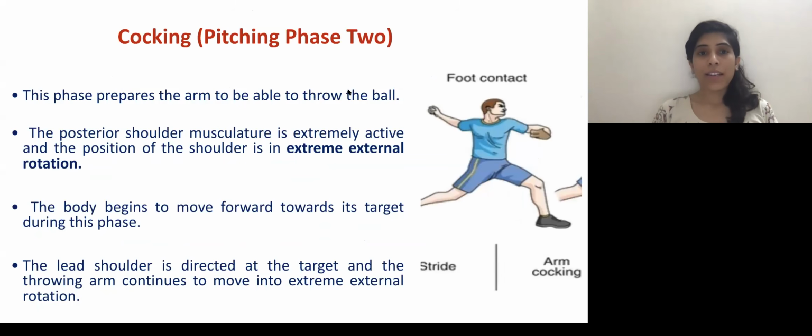Then the second phase, that is the cocking phase. In this phase, the body prepares the arm to throw a ball, and the posterior shoulder musculature, that is the extensor muscles and external rotator muscles, will be activated more. During this phase, the body begins to move forward towards the target. Here the shoulder external rotator strength is a must, and it should be in a proper amount to provide the full external rotation motion.